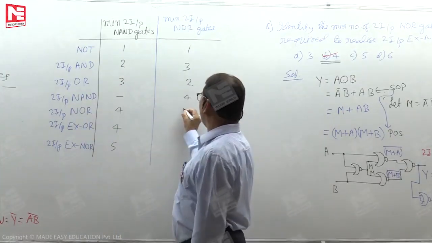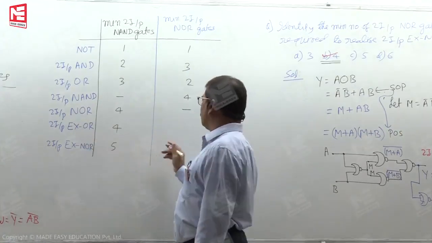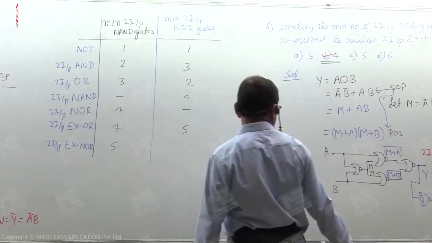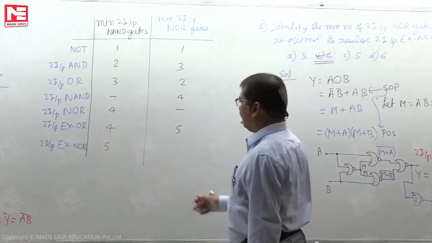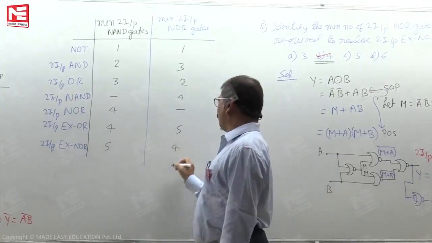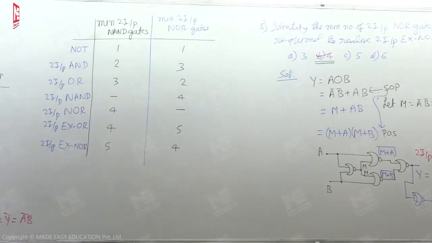And for NOR, with NOR, of course, no need to talk. It is only 1, in fact. XOR operation, we need 5. It is the one what we are looking. XOR operation, we need NOR gates 5. And XNOR operation, we need 4. So it is a consolidated thing, and we need to remember this data.